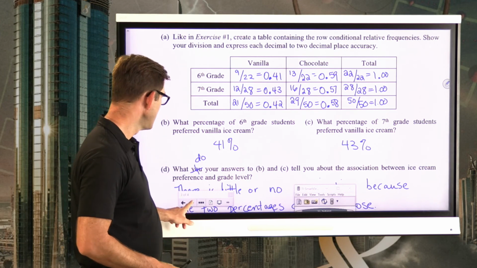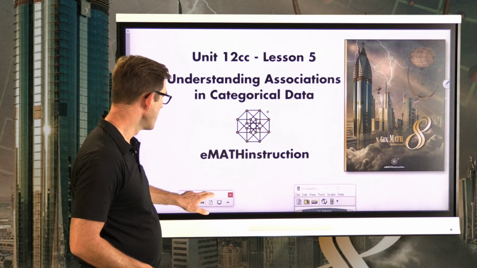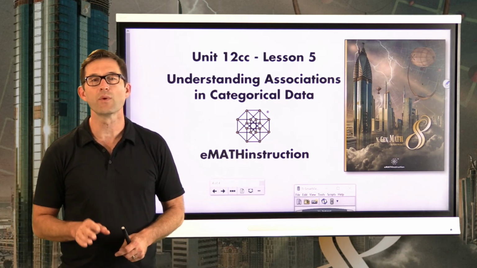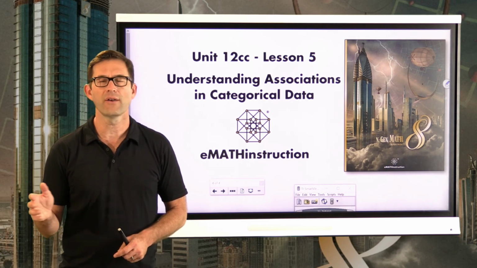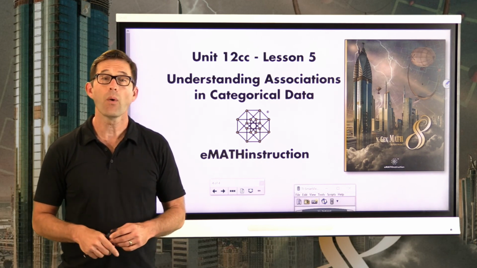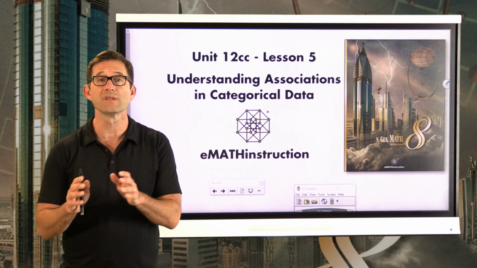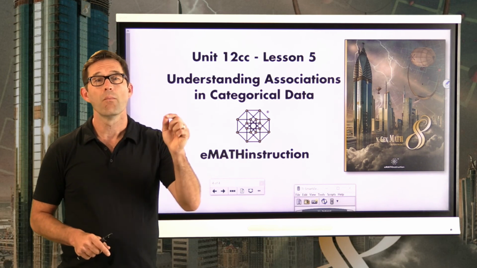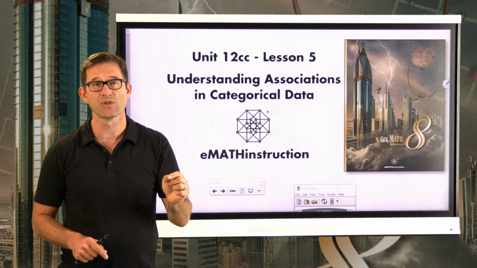Okay, let's wrap this up. Somehow. There we are. I knew I could get to the final screen somehow. So in this lesson, we really concentrated on what would happen if we divide all the entries in a given table mostly by row totals. And what we're doing in those cases is finding proportions or percentages of subgroups that fall into the various categories. By examining those, we can see if there's actually an association that exists.